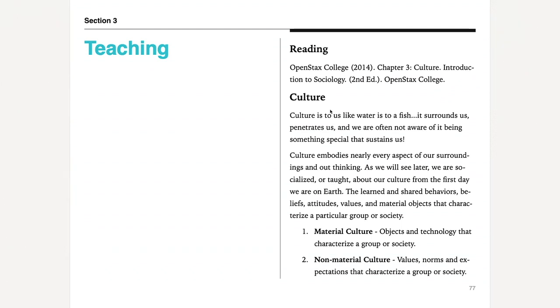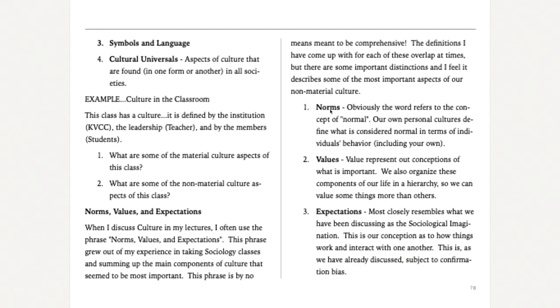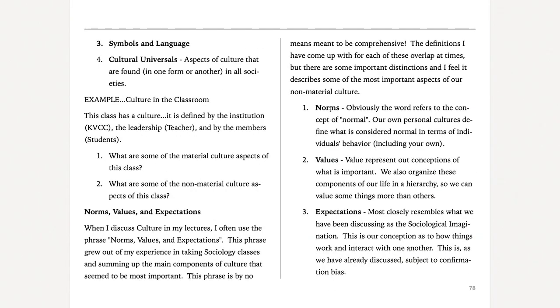So culture is, as I say, just like water to a fish. It's all around us. It's made up of the objects and technology that characterize our culture. This is our material culture. And then non-material culture: values, norms, and expectations. This exists within all cultural entities, cultural groups. Symbols and language are a very important part of culture, and there are cultural universals.